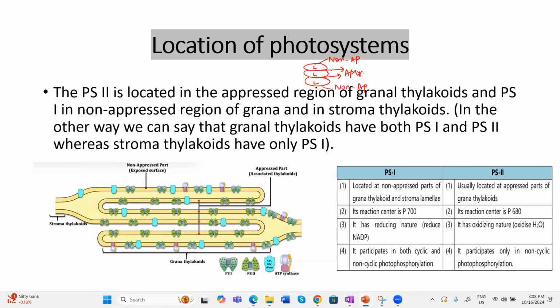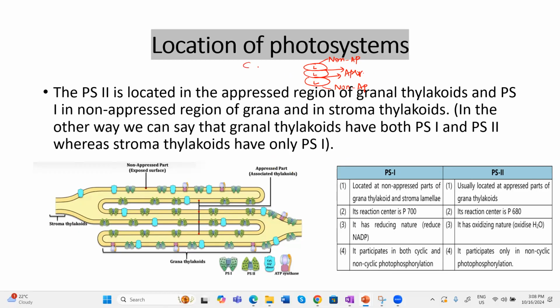PS2, please listen carefully, PS2 will be located in the appressed region of grana. Why? Because PS2 has to do photolysis of water, and when photolysis of water is done, oxygen is evolved and hydrogen is split as proton and electron. Protons have to be accumulated inside the lumen. Understood? To accumulate protons within the lumen, PS2 should be present in the appressed region of grana.